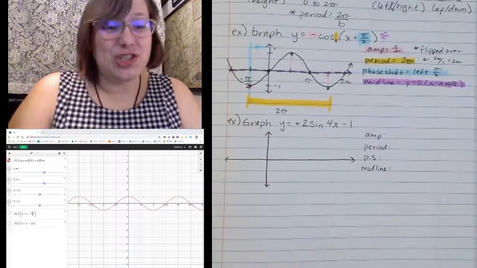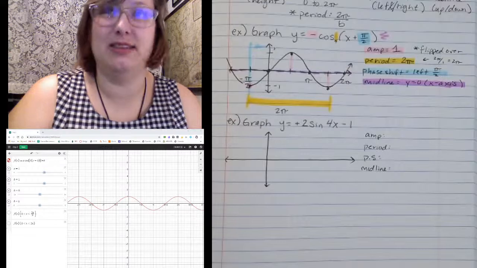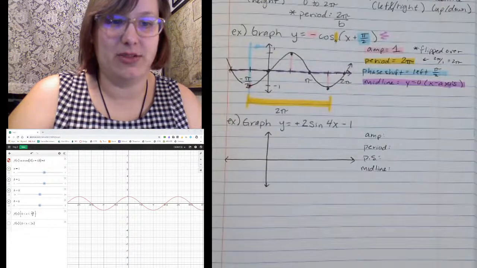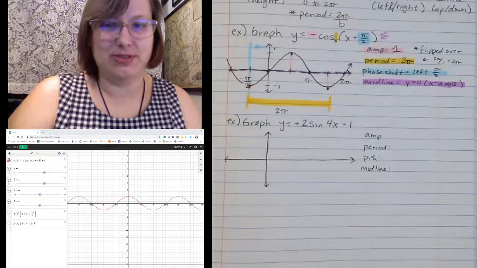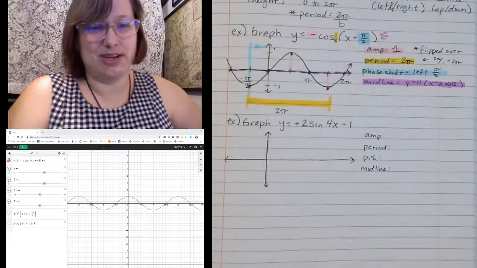Again, PS is phase shift, because I don't want to deal with writing out the word phase shift. I also don't really want to write out midline, but there's no shorter. You can do ML. I would know.